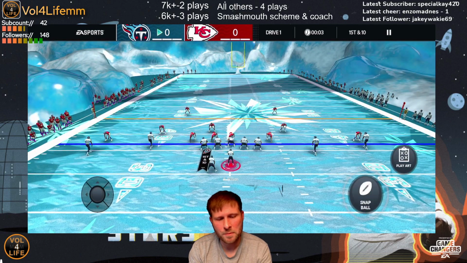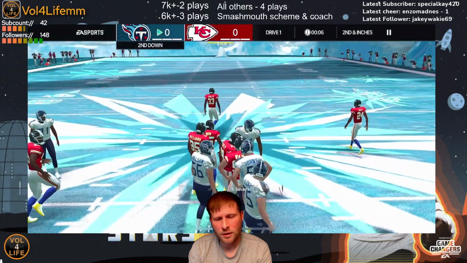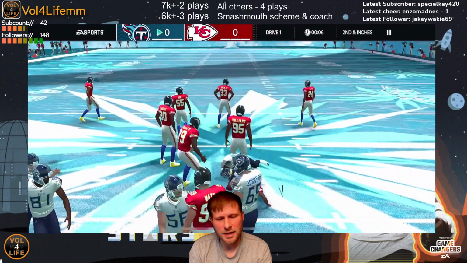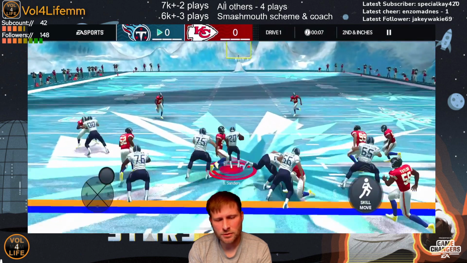Here again, we're going to have a big gap off to the right-hand side. As long as we get the blocks, we can move. Second and inches, let's try it again, see how we do. Here we spread it out. We've got the defense still spread out, and this is probably still going to play really nicely.